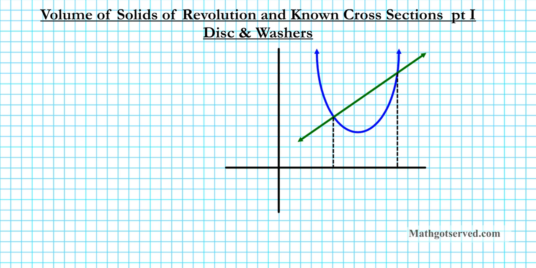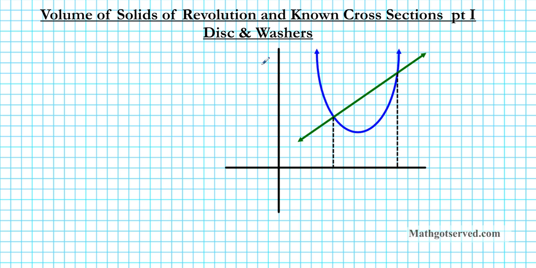Good day, students. Welcome to part one on volumes of solids of revolution and on cross-section. We're going to be taking the approach of disks and washers to determine the volume of regions that are generated as a result of rotation. All right, so let's start by taking a look at the formulas first, and then we will apply the formula to an example.